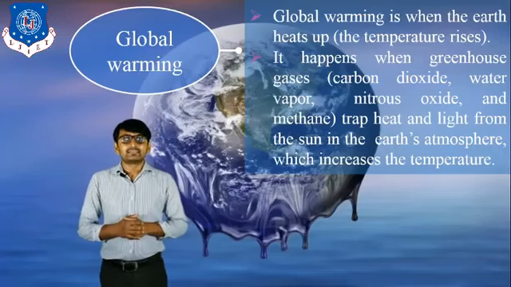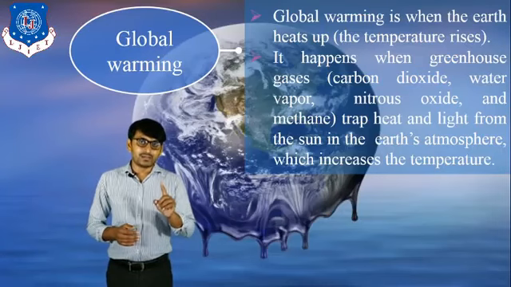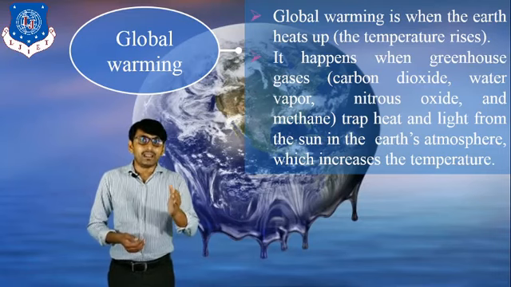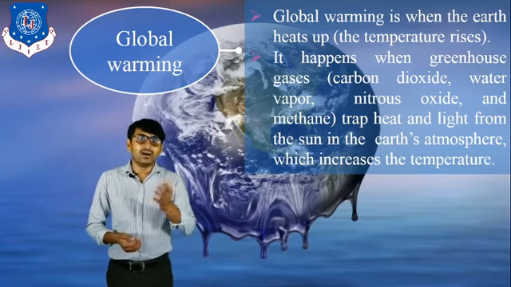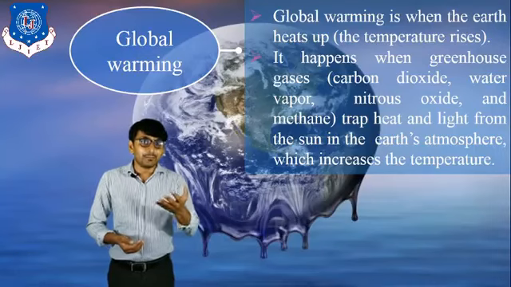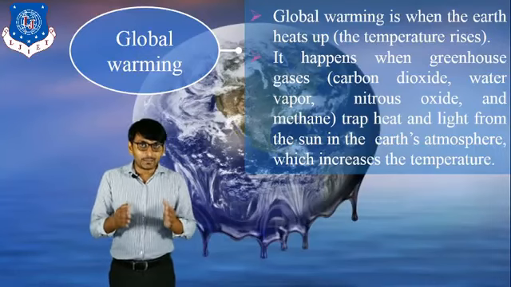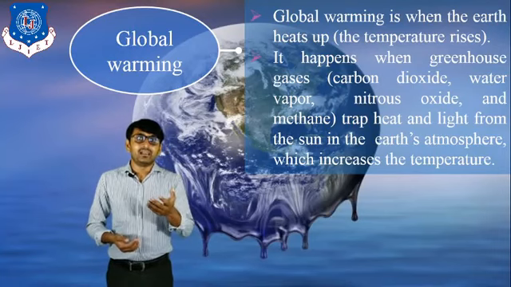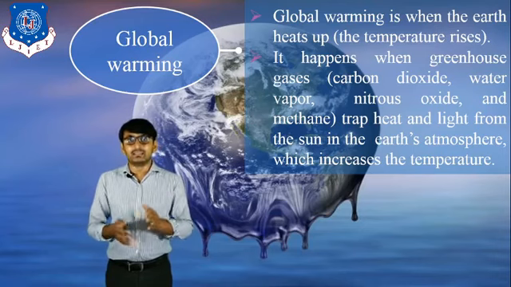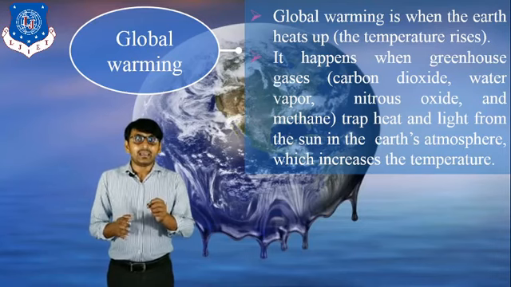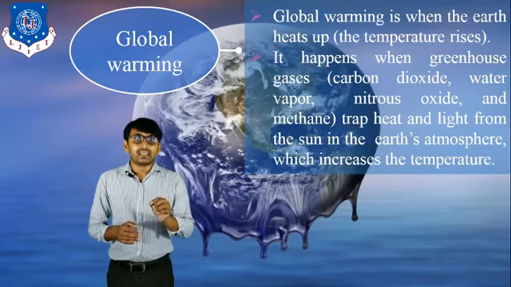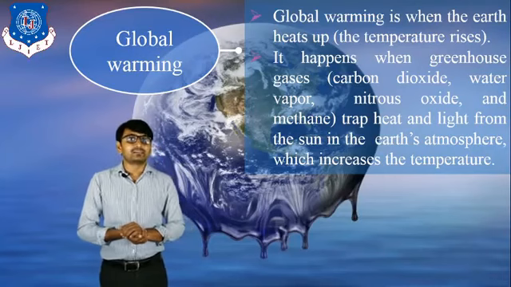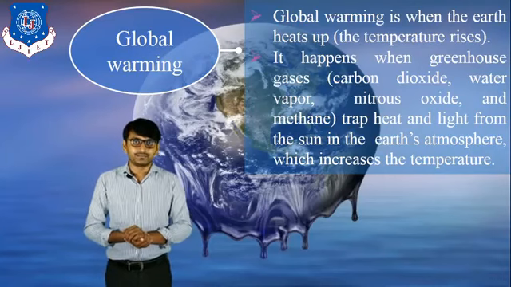Now we discuss some environmental issues. First one is global warming. Global warming is when the earth heats up. It means the temperature of the earth rises. It happens when some greenhouse gases like carbon dioxide, nitrous oxide and methane trap heat and light from the sun in the earth's atmosphere, which increases the temperature of our environment.